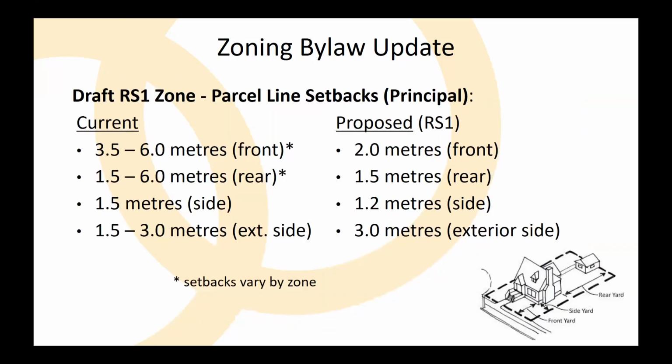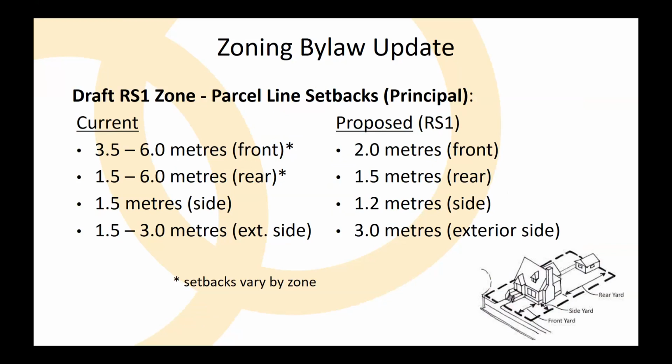So you can see here, I've tried to show on the left column the current regulations versus the proposed on the right column, recognizing that the proposal is seeking to consolidate 6 zones down into 1. That explains why there's a range of setbacks shown in the current column. It varies across the zones from a low of 3.5 to 6 meters for the front and a low of 1.5 to 6 meters in the rear. Side interior seems to be pretty standard at 1.5 meters, and exterior side ranges from 1.5 to 3 meters.